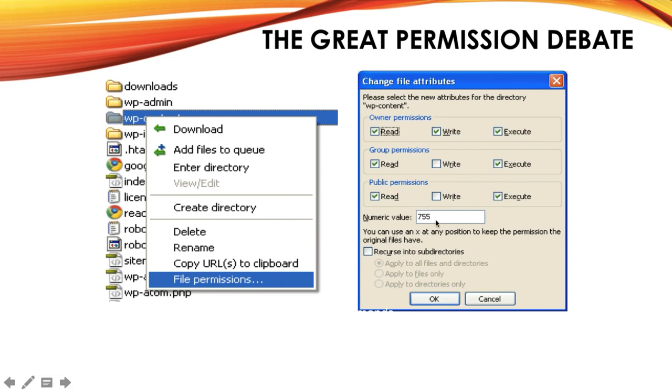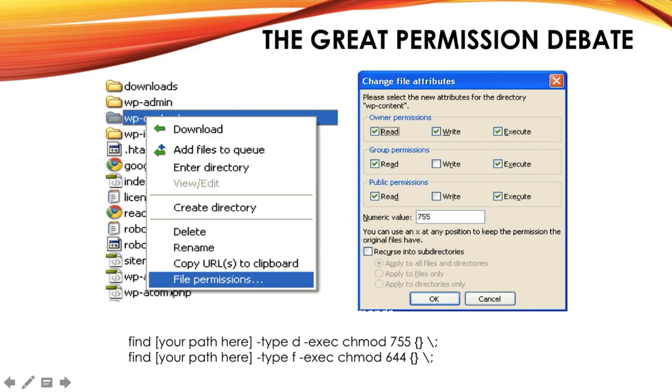So of course 755, as I suggested in my previous slide, is for folders, not for files. So you should click on apply to directories only, and then again you select a single file and click file permissions. Then when you give 644, check recurse into subdirectories and then click apply to files only. It will not change the permissions of the folders. Also, if you have SSH access or PuTTY access or something like shell access, you can execute this command here to change mode to 755 or 644 for all your files like this as well.